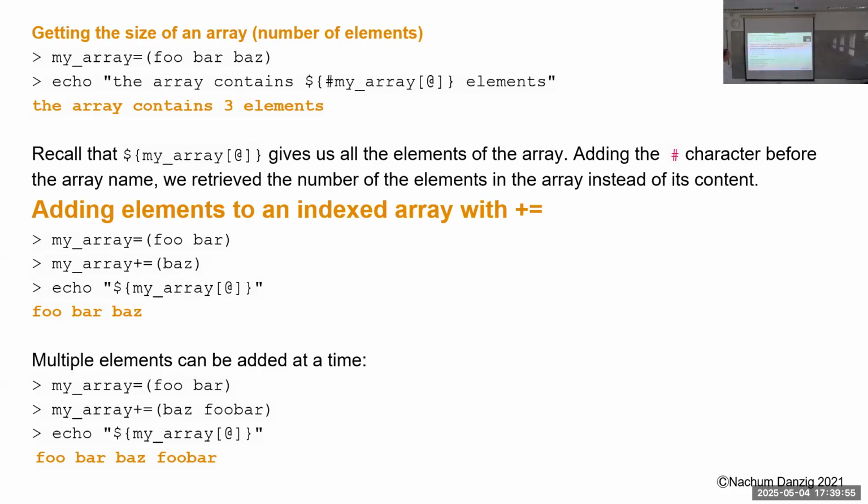Getting the size of an array, number of elements. So we already did this. My array, foo bar baz, we want to print 3. So we want to say echo the array contains something elements. What's this something? It's going to be 3. Why 3? Number sign of the whole array. So a number associated with the array, which is obviously the size of the array.